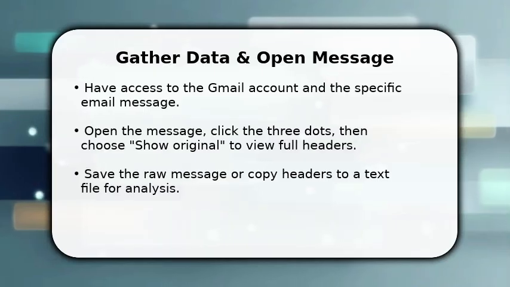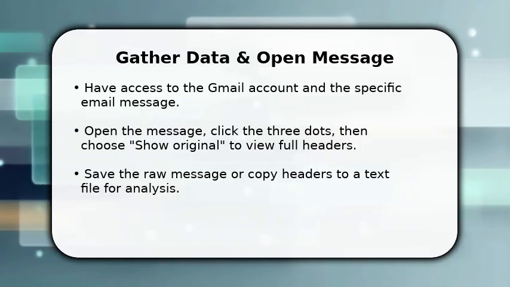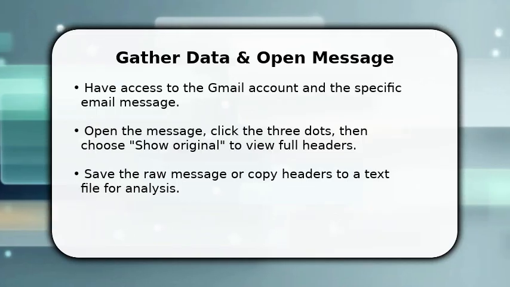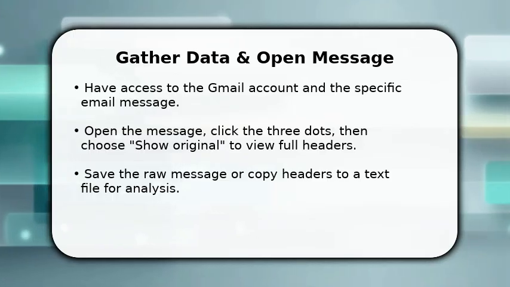You start by accessing the Gmail account with the target message. Make sure you have permission to inspect it. Once the message is open, click the three-dot menu and choose Show Original to reveal raw headers and source. Copy the entire header block into a text editor so you can scan safely. This prevents accidental navigation or losing the view. From here, you're ready to identify the received lines and other routing details that reveal sender information.